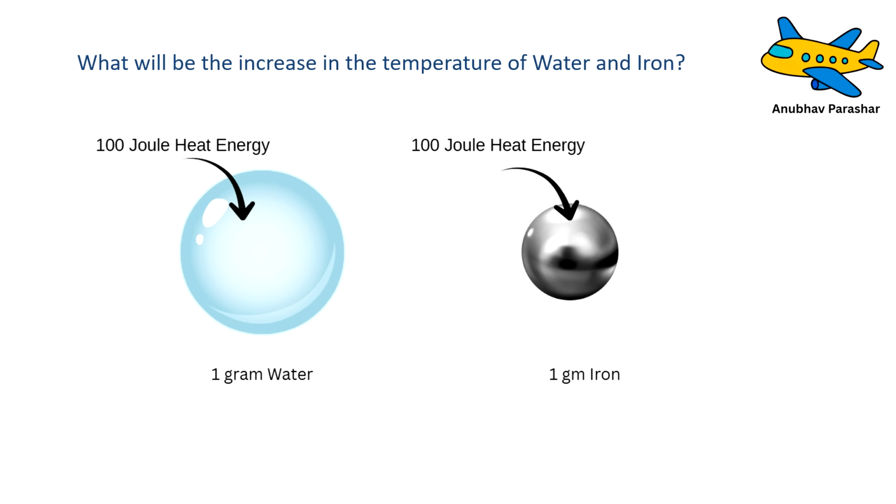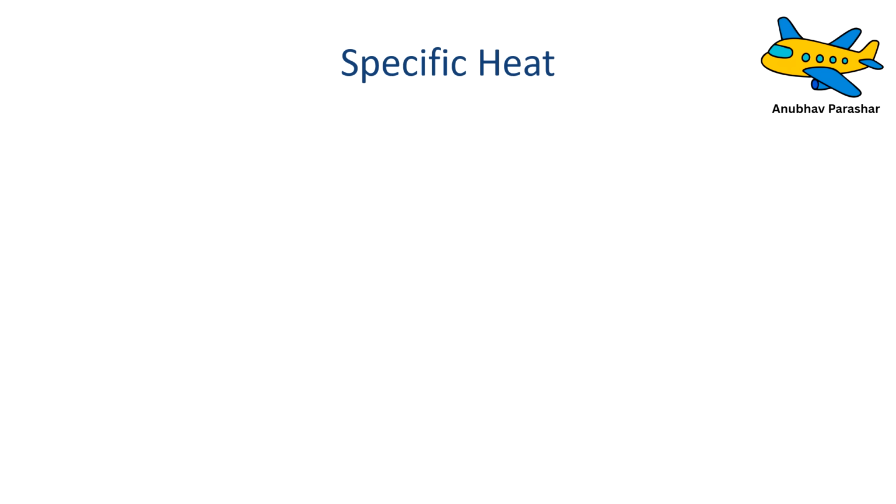Suppose I have 1 gram of water and 1 gram of iron, and I transfer 100 joules of energy to both water and iron. What will be the increase in temperature of water and iron? Will there be any increase in temperature, first of all? If yes, what will be the difference? Will water's temperature increase more or iron's? And what will be that increase in temperature? How to calculate it? To help us with this calculation, specific heat comes to our rescue.